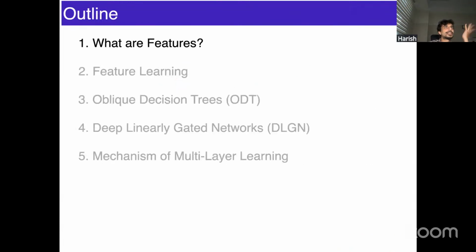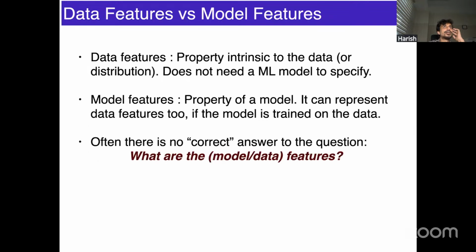Right, so here's an outline of the rest of the talk. Firstly, I'll explain, or at least try to explain, what are features. The word features is something which you will see peppered throughout the talk, but what does it even mean, right? So here I will try to make a distinction between two types of features: a data feature and a model feature. Data features are a property that is intrinsic to the data, right? So you have that feature regardless of whether you are using an ML model or not, right?